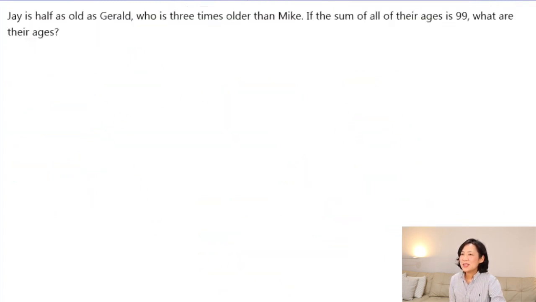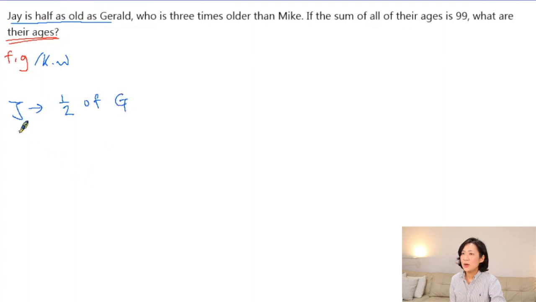Right, so next question. Let's find the final goal: their ages. We need to find the ages of the 3 people. Then the keyword is "Jay is half as old as Jared." So let's say Jay is half of Jared.